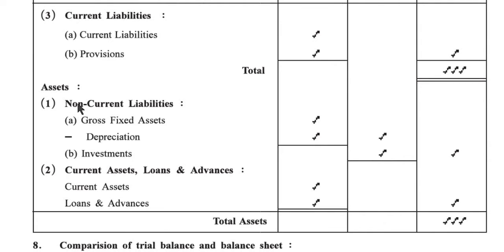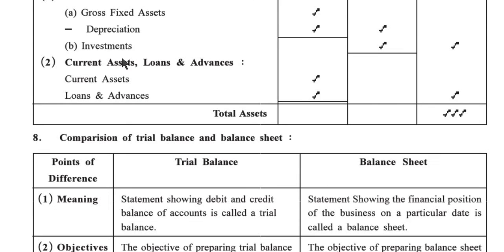Now assets. Non-current asset, gross fixed asset minus depreciation. Outer column we have to write the total. Afterward, investments we have to write here, and total of both the amounts we have to write here. Current asset, loans and advances. Current asset, loans and advances, we have to write in the outer column.